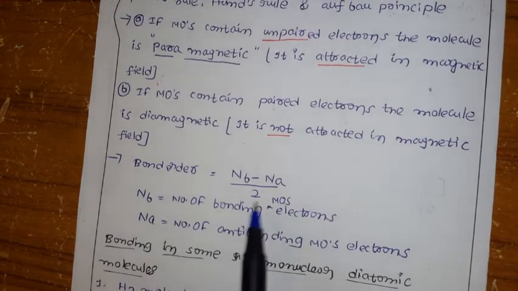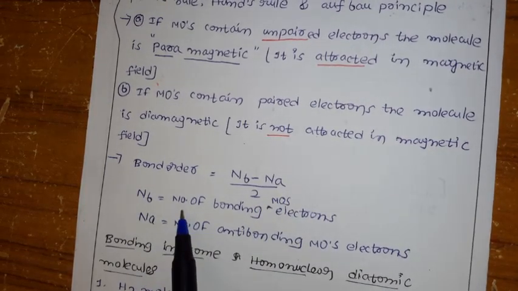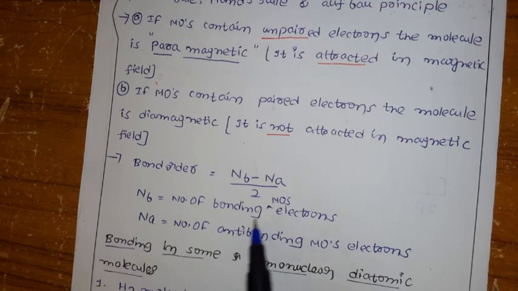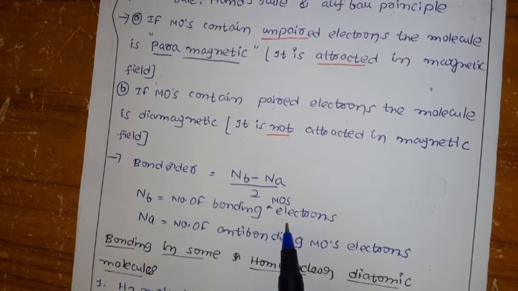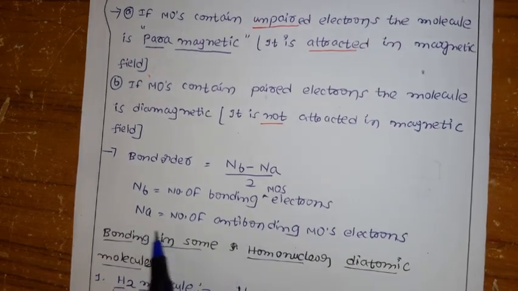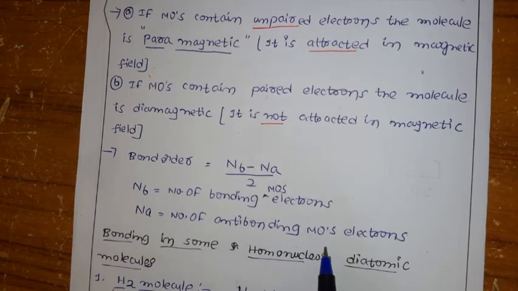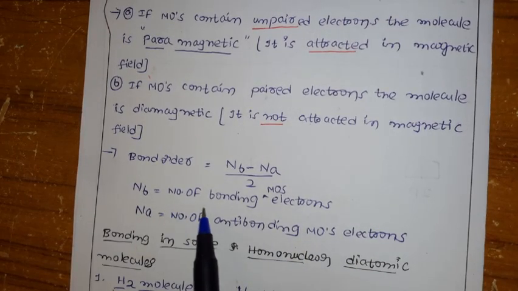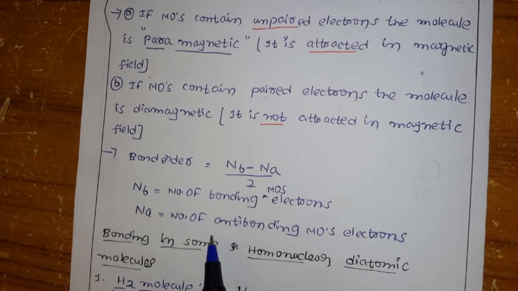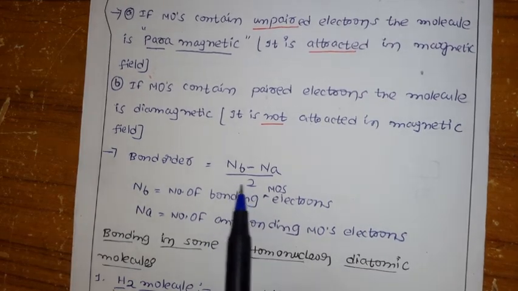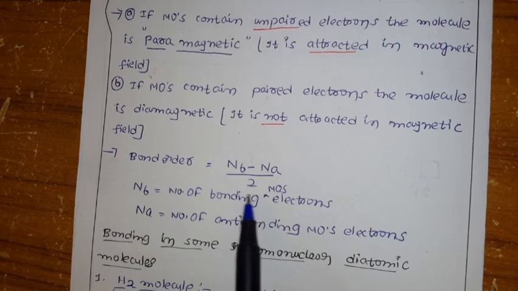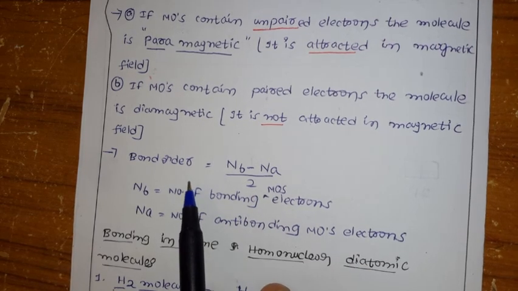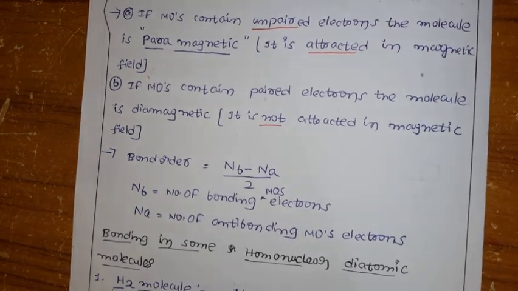Next, we can calculate the bond order by using the formula: bond order equals Nb minus Na, divided by 2. Nb equals the number of electrons in bonding molecular orbitals, and Na means the number of electrons in antibonding molecular orbitals. So we calculate the electrons in the bonding and antibonding molecular orbitals, subtract, and divide by 2; then you get the bond order. Don't worry, we will go through examples.